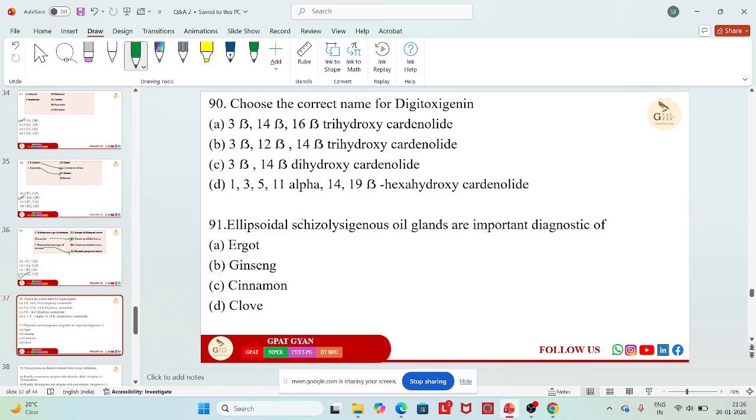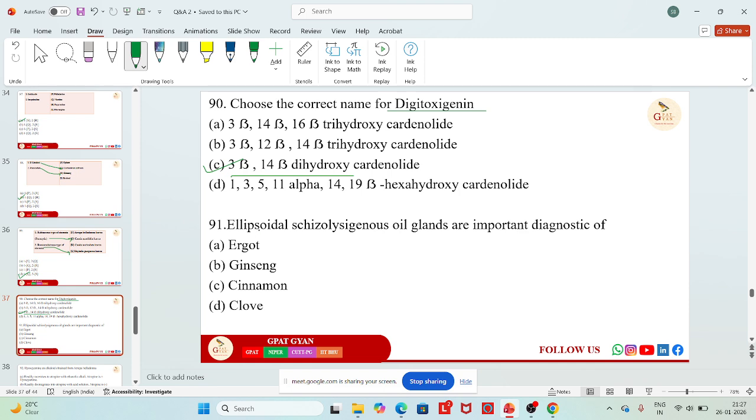Next one, again, see how many questions are there from the structures. Digitoxigenin, which one? C. Yes, only digitoxigenin is the dihydroxy, and also gitoxigenin is dihydroxy, but with one carboxylic acid group. So whenever there is no carboxylic acid group with two hydroxyl groups at 3 beta and 14 beta, then it will be the digitoxigenin.